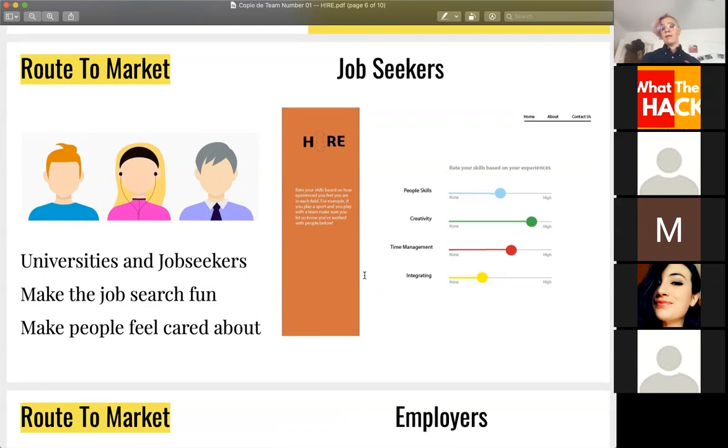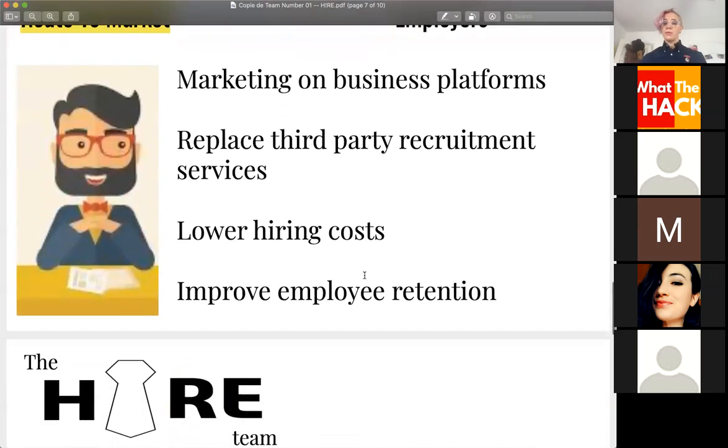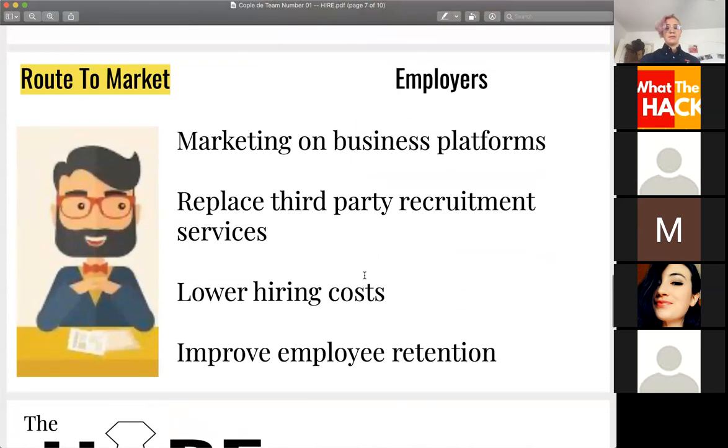How are you going to, and then describe how you're going to reach those people. It could be through advertising, it could be through business associations, it could be through regulation. How are you going to get your product in the hands of those people, either literally or figuratively, depending on your product? We have described it here. We're going through business marketing on business platforms. We were demonstrating our lower hiring costs, going through word of mouth, going through recruitment services, and proving that we could improve employee retention.